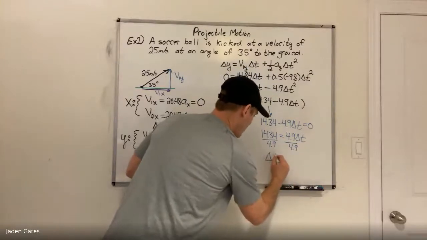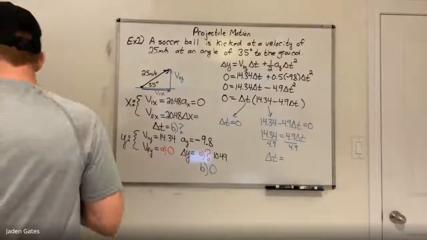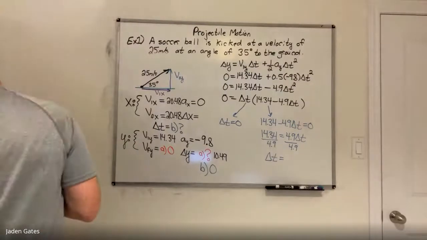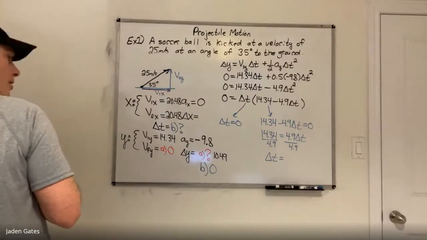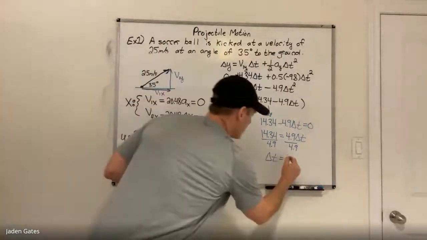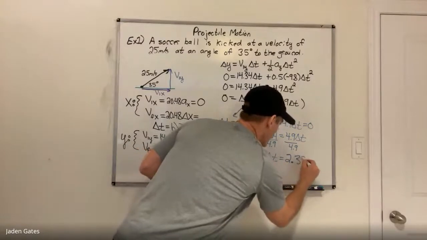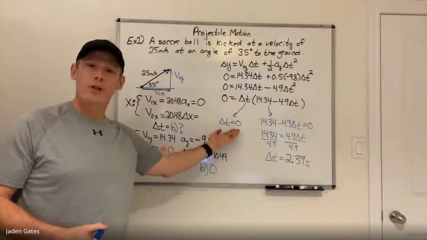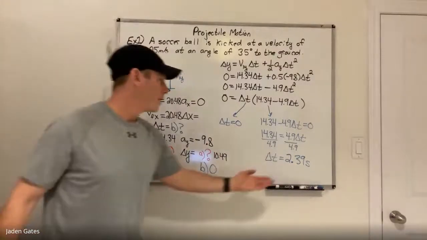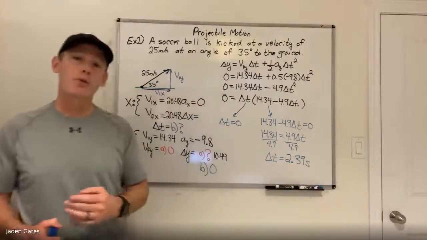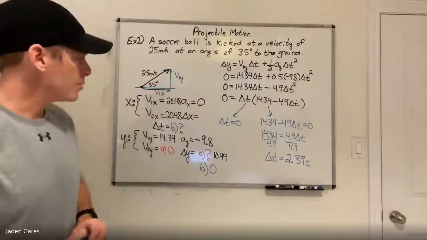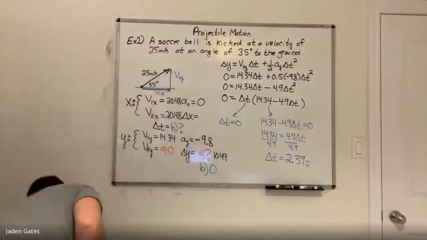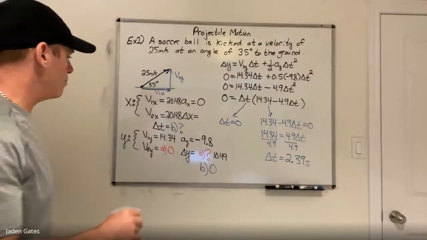And delta T is equal to 14.34 divided by 4.9. And I am getting 2.39 seconds. So this time we got 2 times. This one refers to the very start where the ball is on the ground. And this is where it lands. So it took 2.39 seconds for this ball to hit the ground. All right, let's see. So I'm going to erase this, and we'll get to part C.